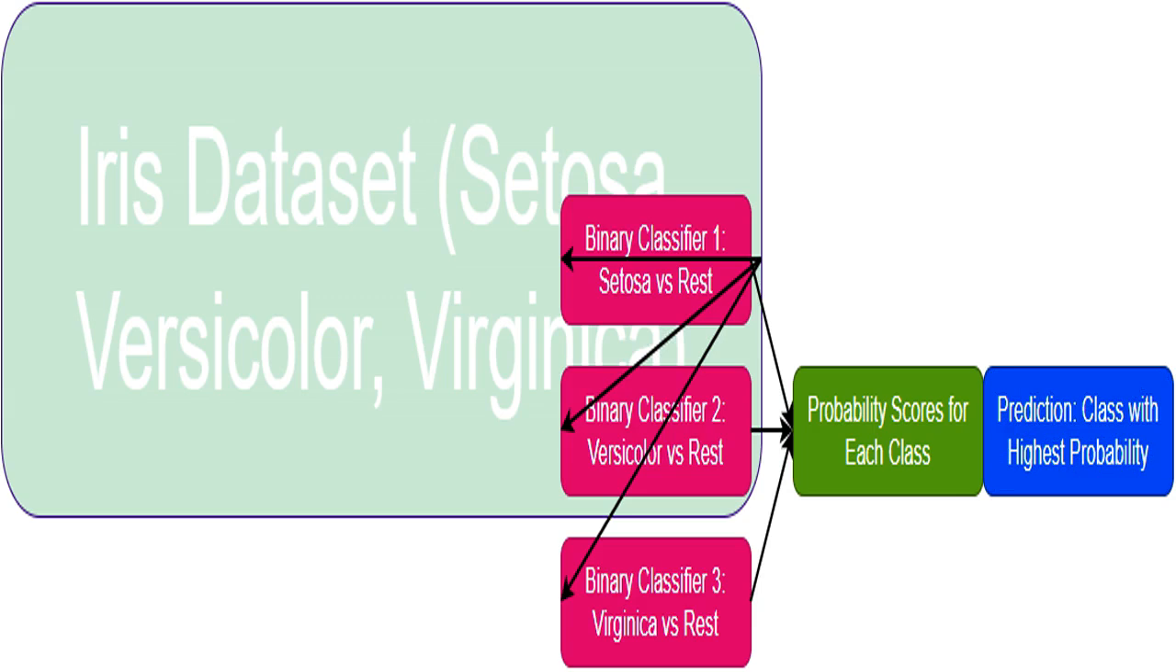This is our dataset, VOMC. It contains information about 3 different types of iris flowers: setosa, versicolor, and virginica. Our goal is to build a model that can correctly identify which type of iris a new flower is based on its characteristics.